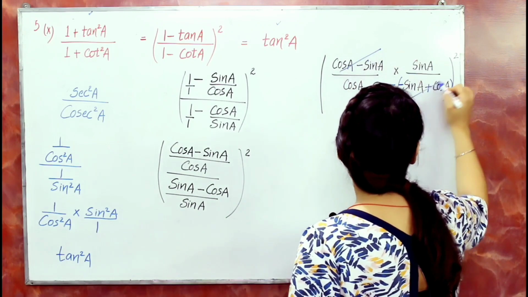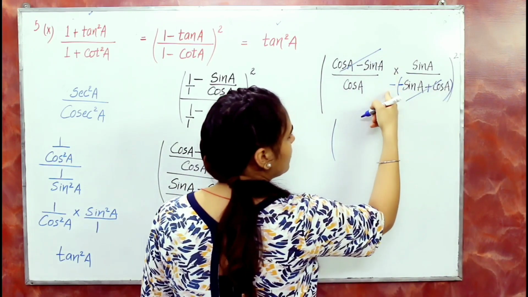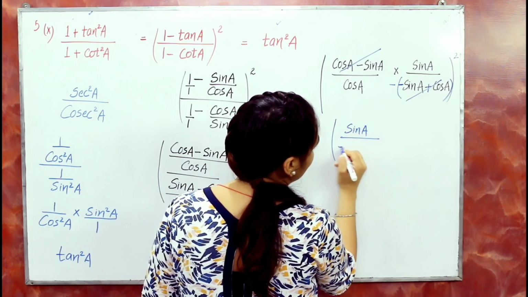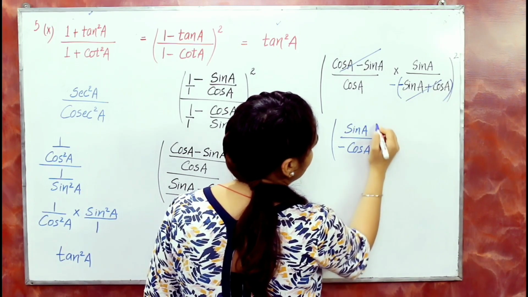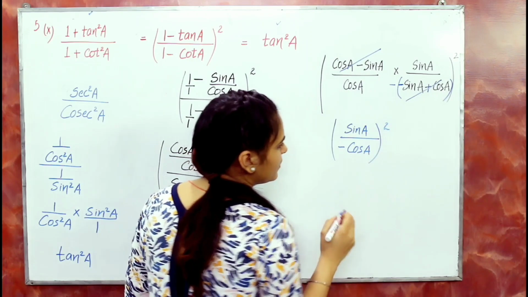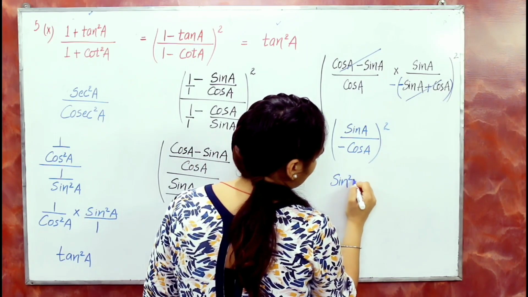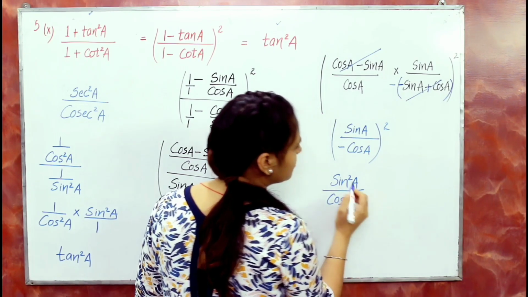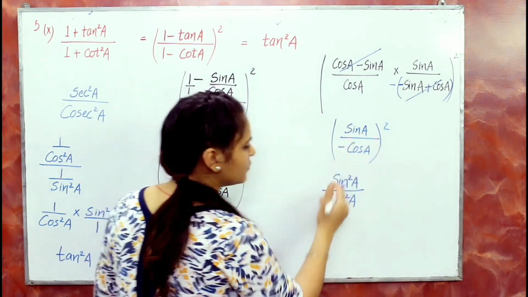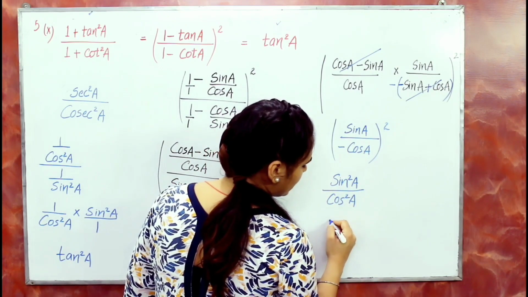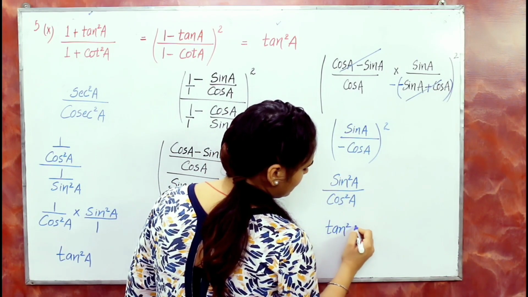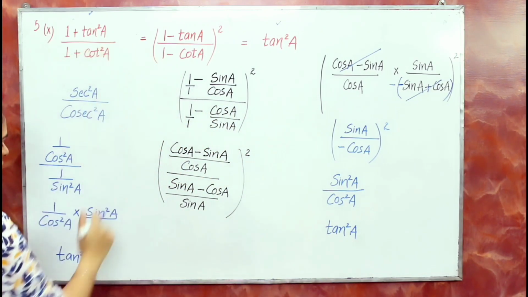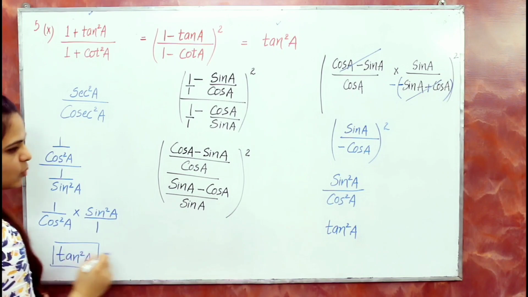Now you can cancel out them. So minus sign is already there. Sin A upon minus cos A. And when you square this, you will get sin square A upon cos square A, because square of negative number is positive. Now sin square A upon cos square A is equals to tan square A. Now you can see both the parts are equals to tan square A.